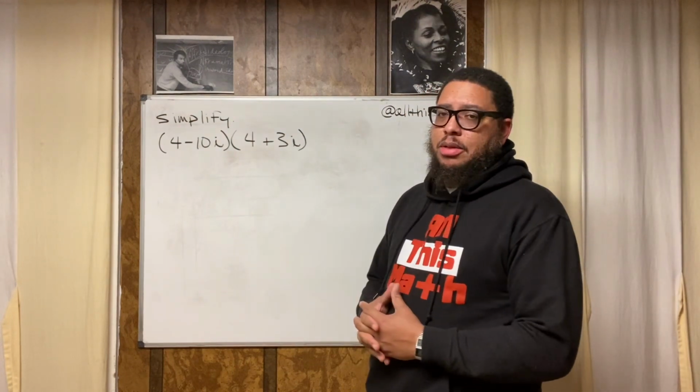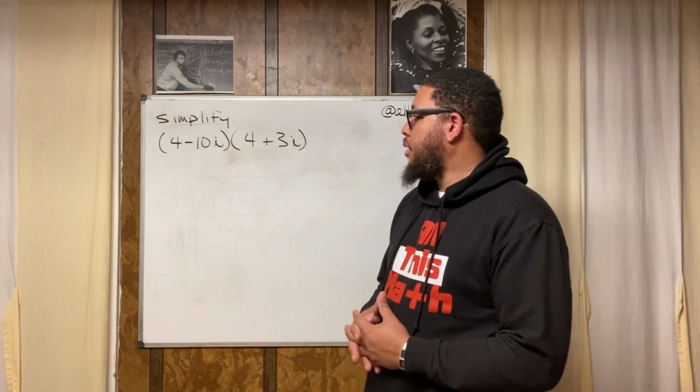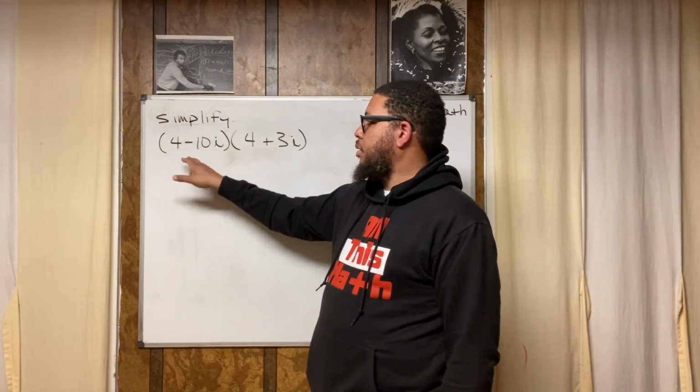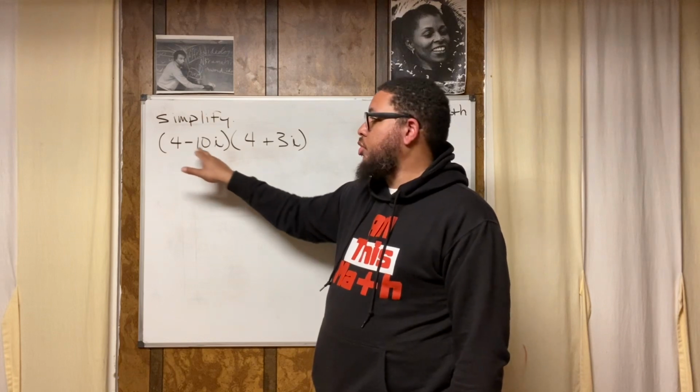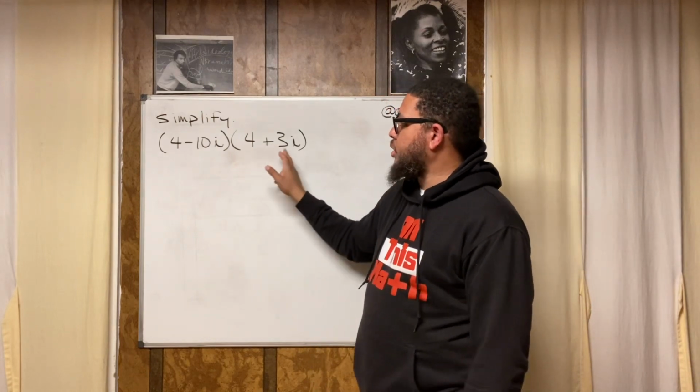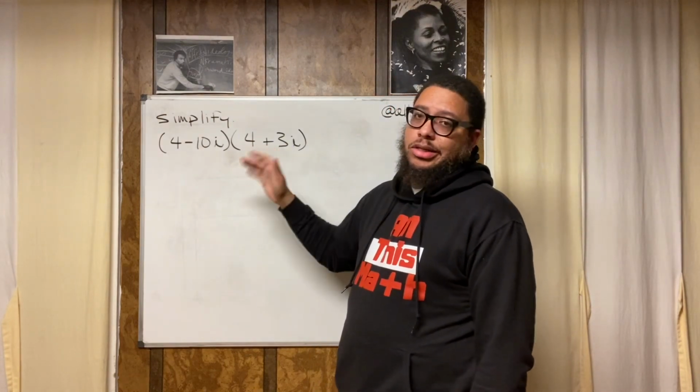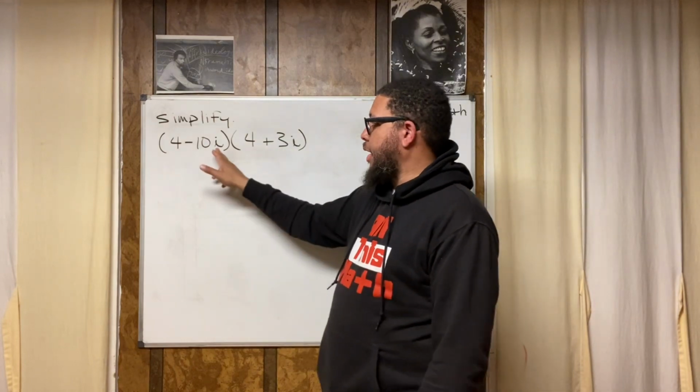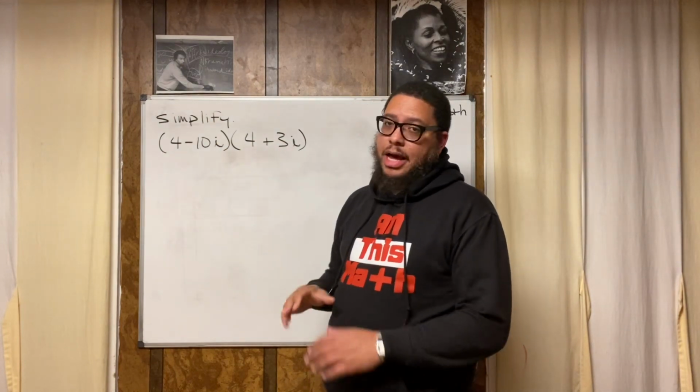So right now we're about to simplify or multiply these two binomials. And this is a binomial because it has two terms in it, and this is a binomial because it has two terms in it. Now the thing that looks a little different about these is that they have this letter here, i. This is not a variable.